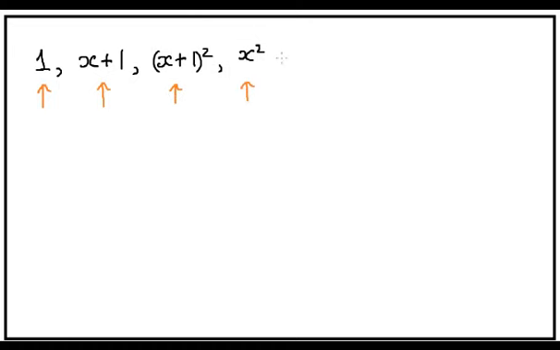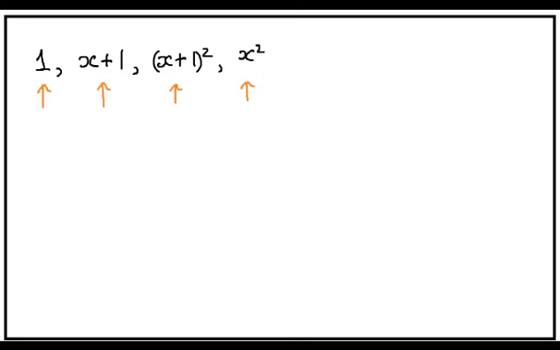Okay, so the sequence we're going to look at is the sequence of following vectors: 1, x plus 1, x plus 1 squared, and x squared. Now, each of these terms in the sequence is seen as an individual vector in the vector space of polynomials. So we've got 4 of them.